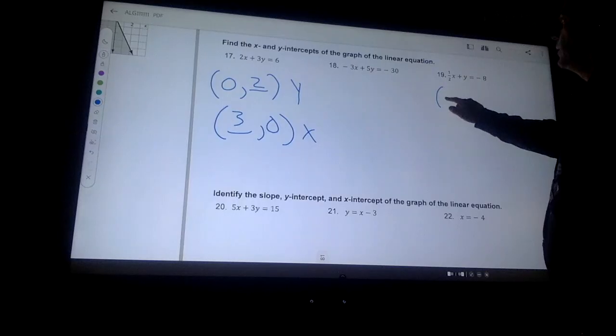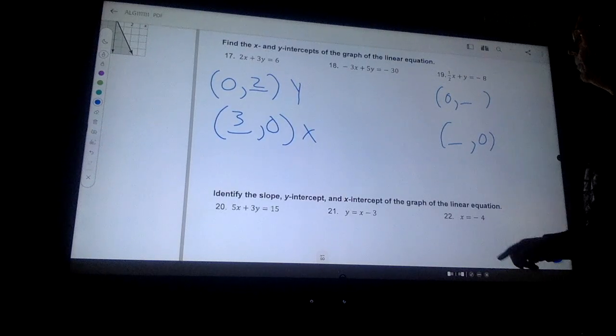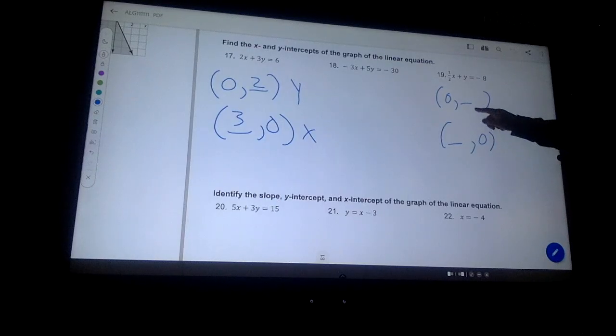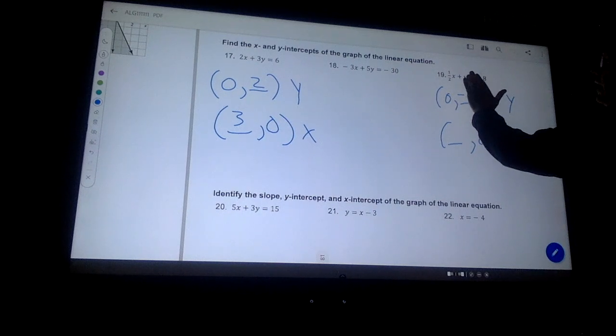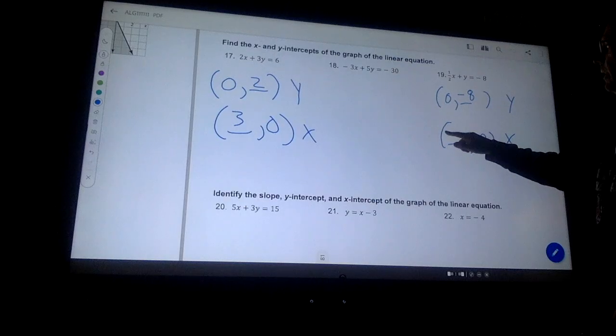Number 19, do the same thing. 0, blank, blank, 0. And they kind of have a fraction on this one, but I bet you we can figure it out. Okay, so this is going to be our y-intercept. This is our x-intercept. Half times 0 is 0. That's gone. So y equals negative 8. Oh, that's easy. And then I'm going to cover up here. I get half equals negative 8. Half of what number gives me negative 8? That'd be negative 16.